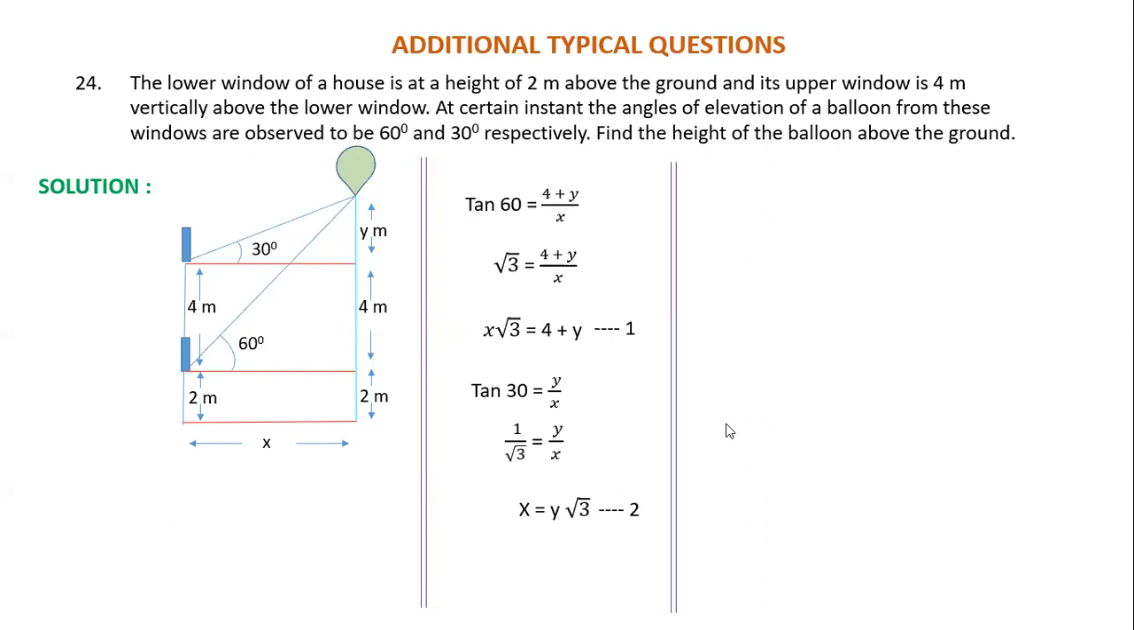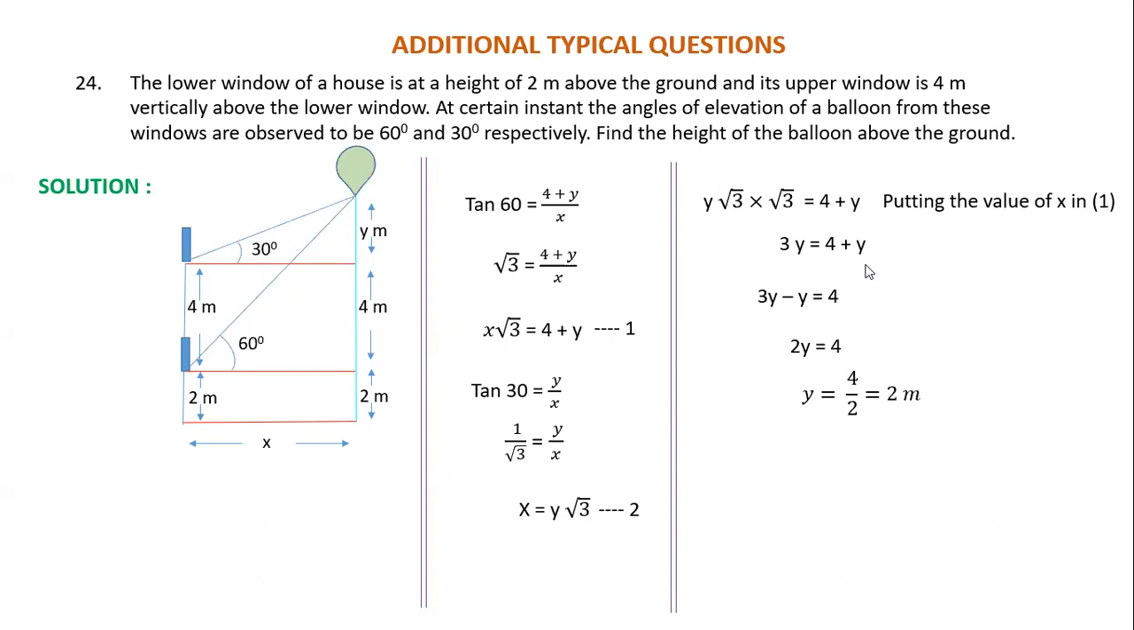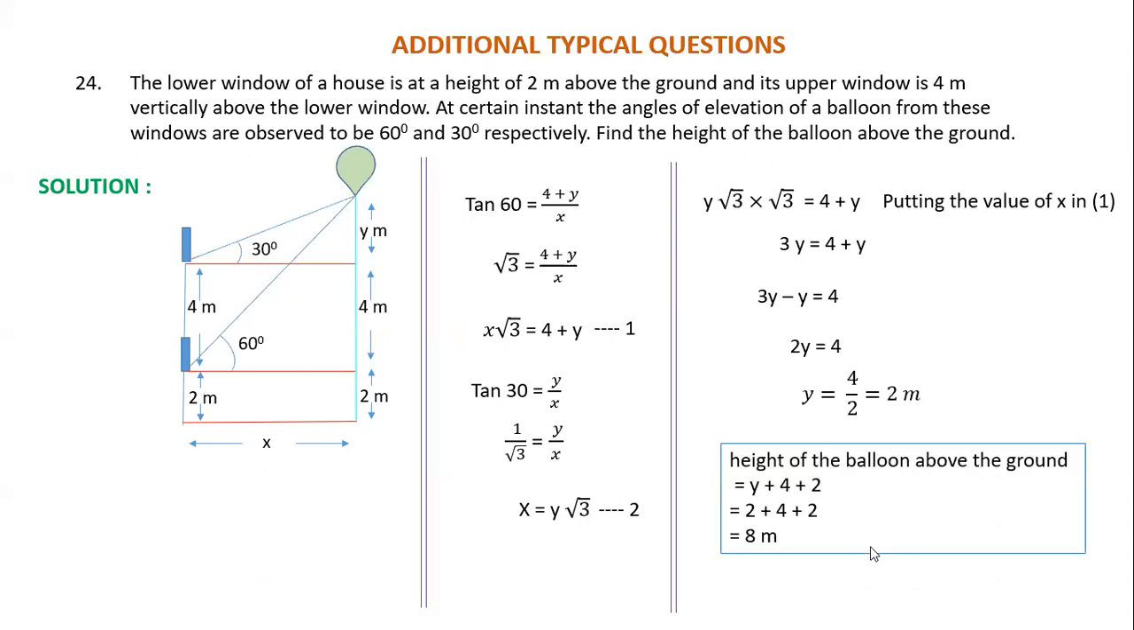So let's put this value in the first. x is equal to y root 3. So y root 3 into root 3 is equal to 4 plus y. So putting the value of x in 1, 3y is equal to 4 plus y. 3y minus y is equal to 4. 2y is equal to 4. y is equal to 4 by 2, that is 2 meters. Height of the balloon above the ground is y plus 4 plus 2, that is 2 plus 4 plus 2 is 8 meters. So totally the height of the balloon above the ground is 8 meters.